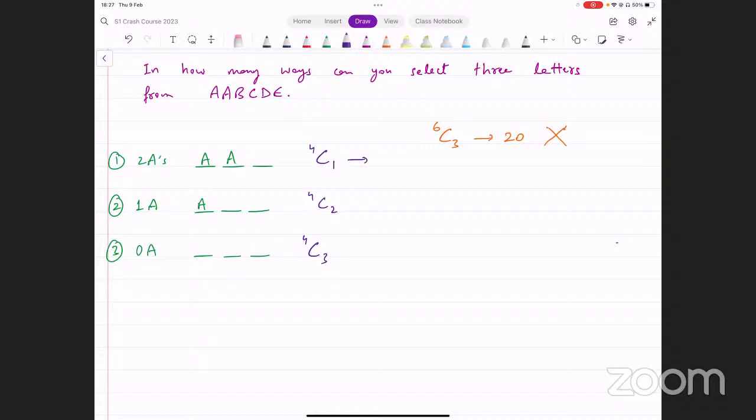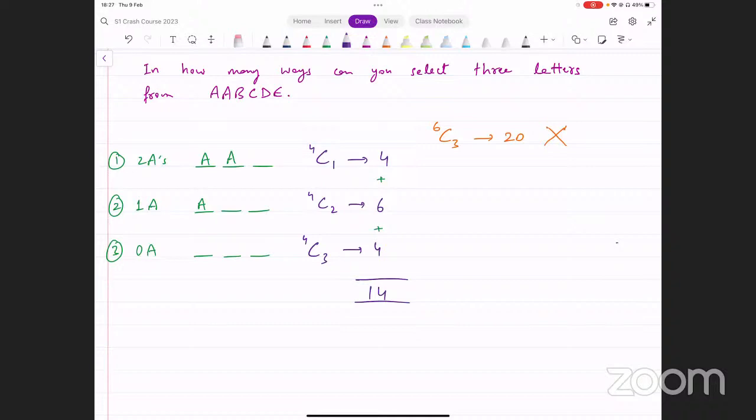Now the first case gives us 4. The second case gives us 6. The third case gives us 4 again. It could either be the first case or the second case or the third case. It's one of these three cases. So what's the total number of ways of doing this then? 4 plus 6 plus 4, that is going to be 14.